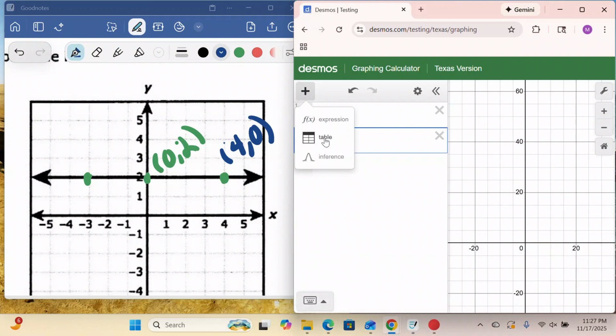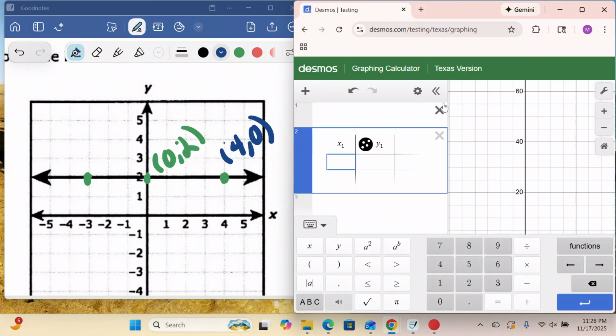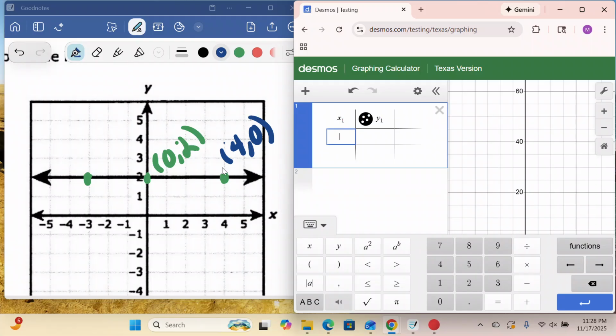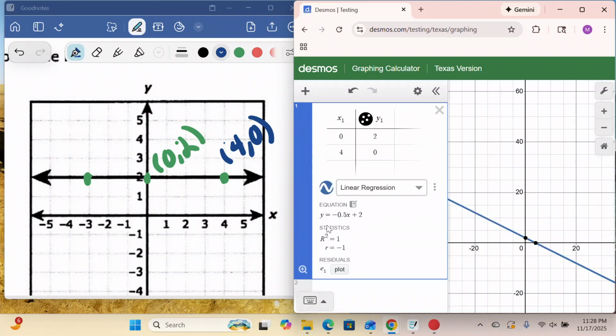And I'm going to let Desmos do the work for us. So I'm going to get rid of that one. So I have 0, 2. And then I'm going to have 4, 0. And remember, a straight line has a 0 slope. Don't forget that. I'm going to add regression, and right there, there's something wrong going on with this. Let's check it to make sure we got it right.